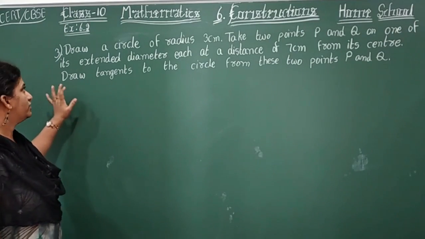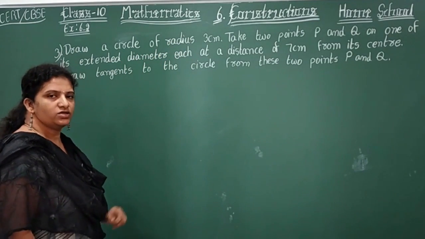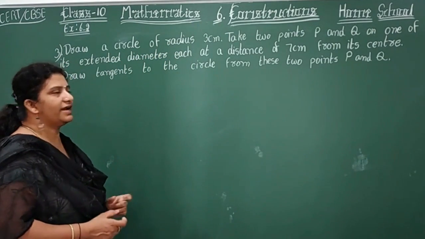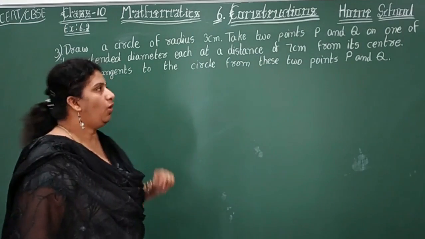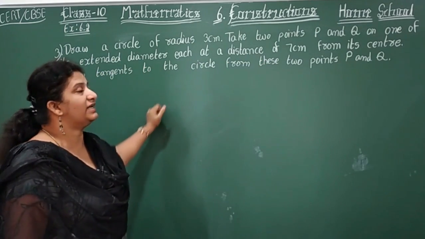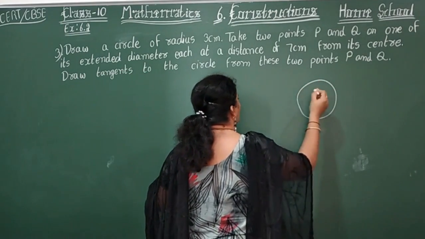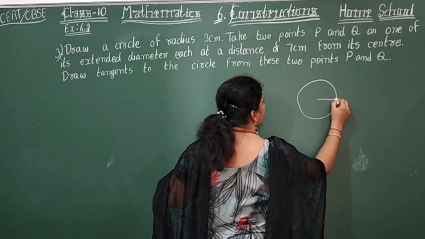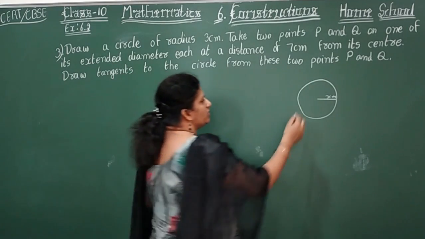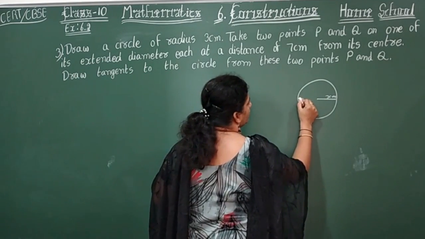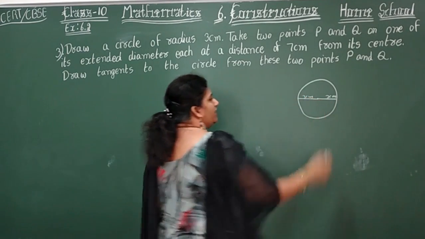Third problem, draw a circle of radius 3 centimeters. So we have to draw a circle. Its radius is 3 centimeters. Take 2 points P and Q on one of its extended diameter. Let's see the rough figure here, children. Draw a circle. And what is its radius? 3 centimeters. But they are saying extended diameter. So what do you do? If you draw one more radius towards the center, then this full complete line becomes the diameter.